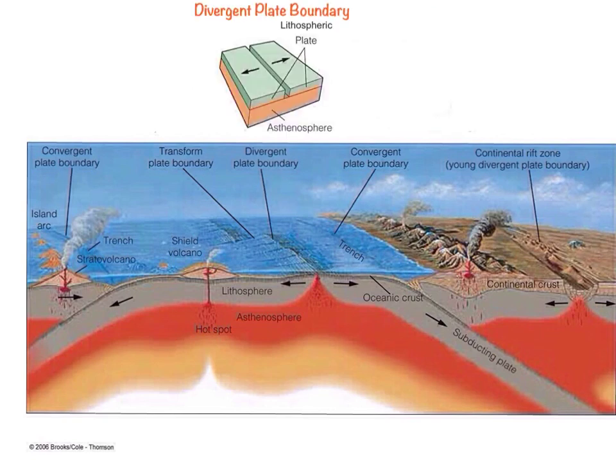The next is the divergent plate boundary, and again it has to do with the lithospheric plates, but instead of colliding like with convergent plate boundaries, divergent plate boundaries are where the plates divide or separate from each other. And again, it's because that asthenosphere is moving in a circular motion, forcing those plates floating on top to move, in this case, away from each other.